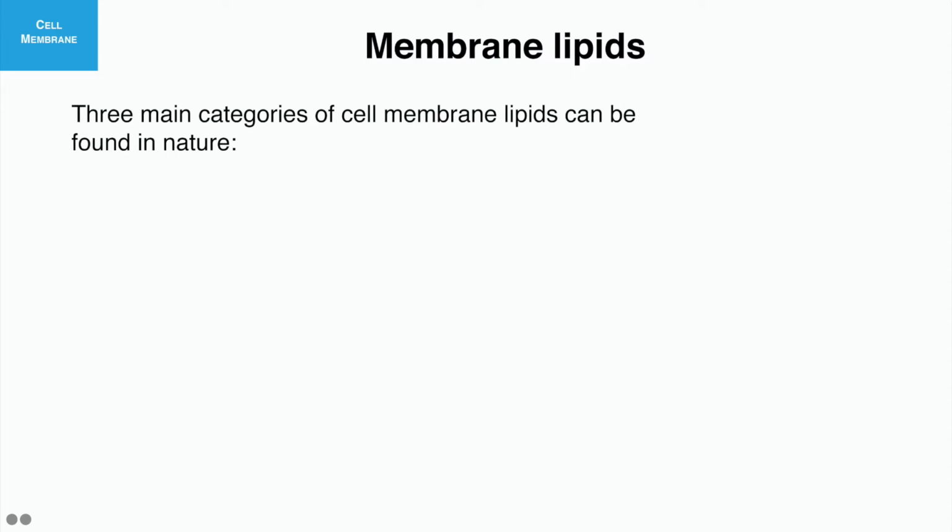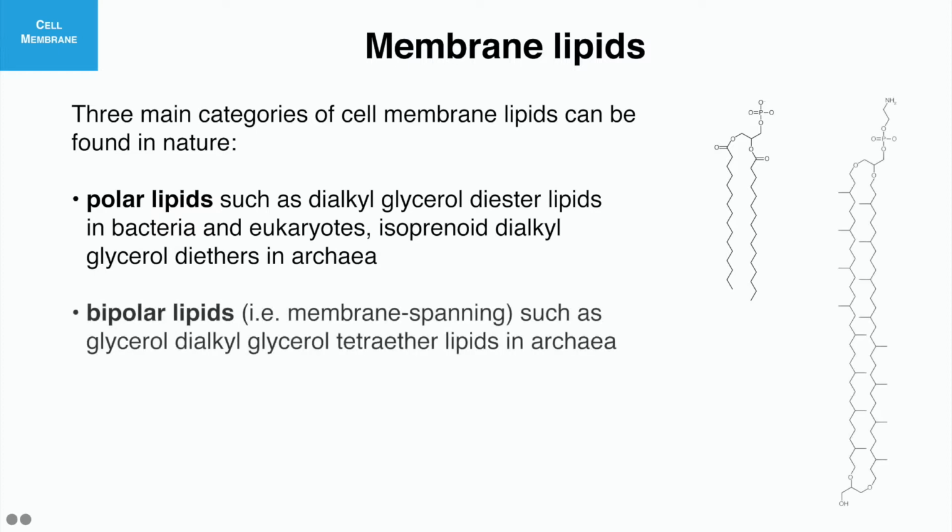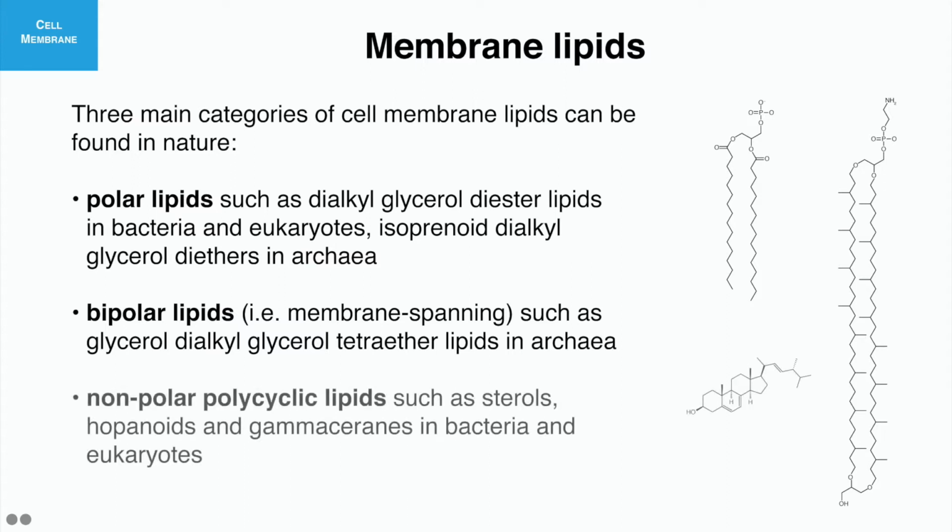Three main categories of cell membrane lipids can be found in nature. Polar lipids, such as dialkyl glycerol diester lipids in bacteria and eukaryotes, and isoprenoid dialkyl glycerol diethers in archaea. Membrane-spanning bipolar lipids, such as glycerol dialkyl glycerol tetraether lipids in archaea. Non-polar polycyclic lipids, such as sterols, hopanoids, and gammacerines in bacteria and eukaryotes.